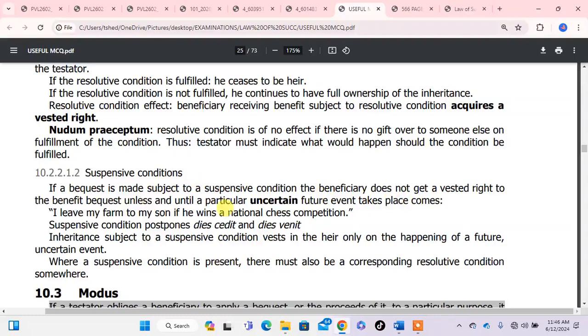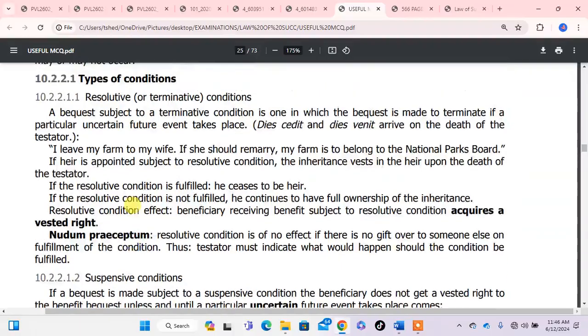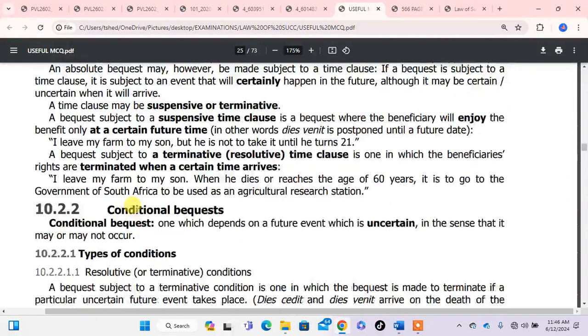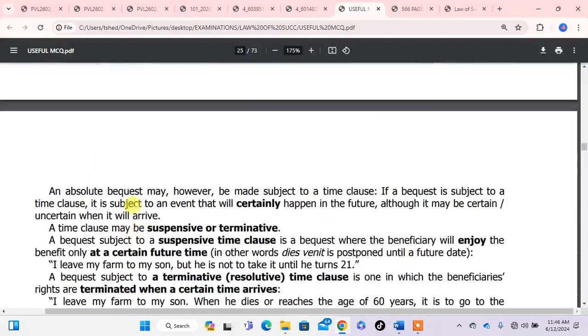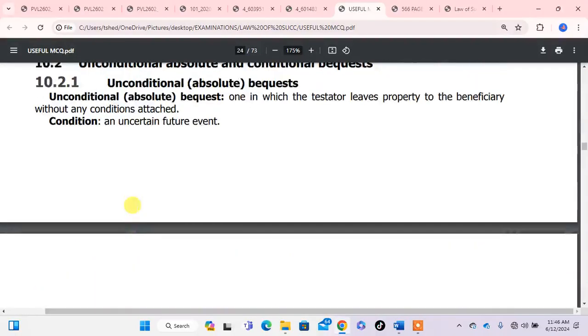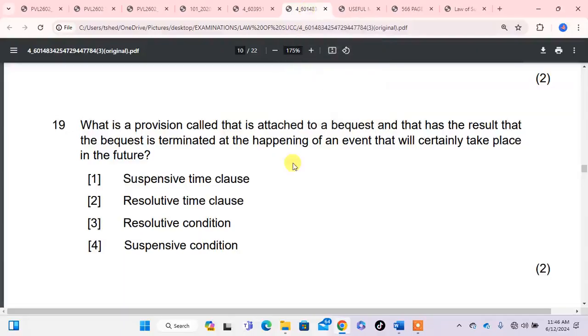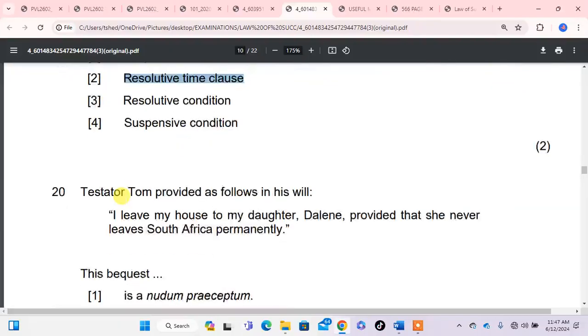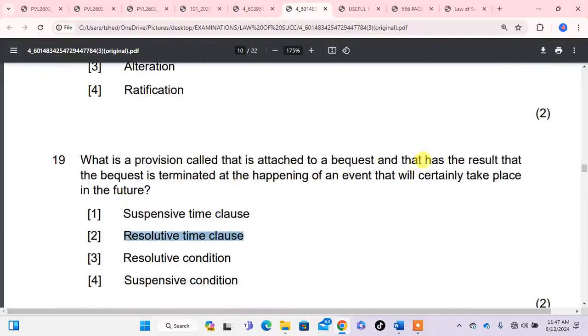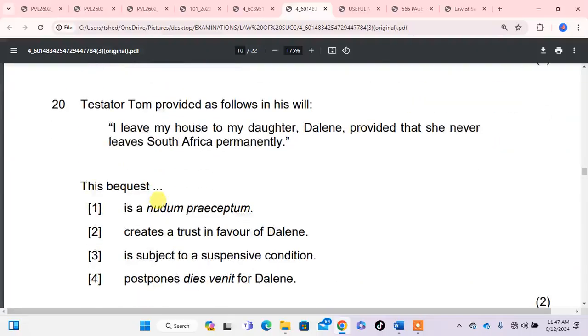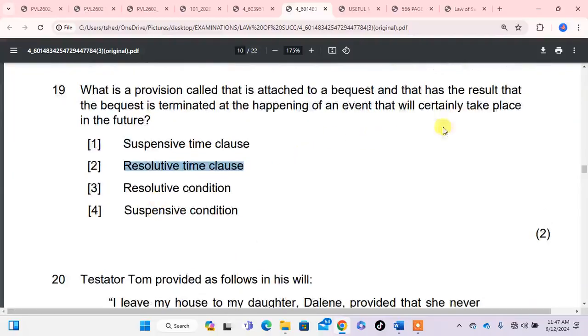So now we know that the uncertain ones are based on the suspensive condition and the resolutive condition. Then these two time clauses apply when they say unconditional, which means that it is certain to happen. Therefore, we can say the correct answer is a resolutive time clause, because the question is asking about a provision attached to a bequest that results in the bequest terminating on the happening of an event that will certainly take place in the future. And those two conditions are uncertain to take place in the future.